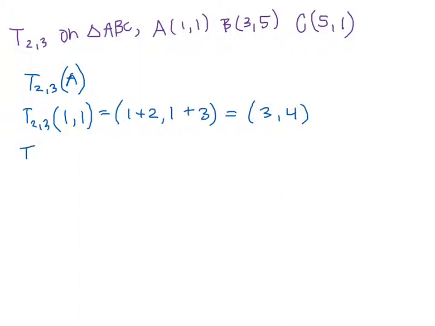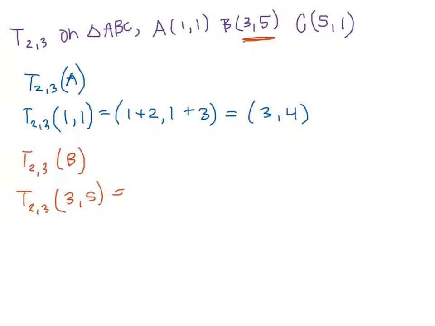Now let's find the new coordinate. We'll use a different color. Let's find the new coordinate for B. So we're doing the transformation of 2, 3 on point B. Well, remember that point B, up here we see has the coordinate of 3, 5.